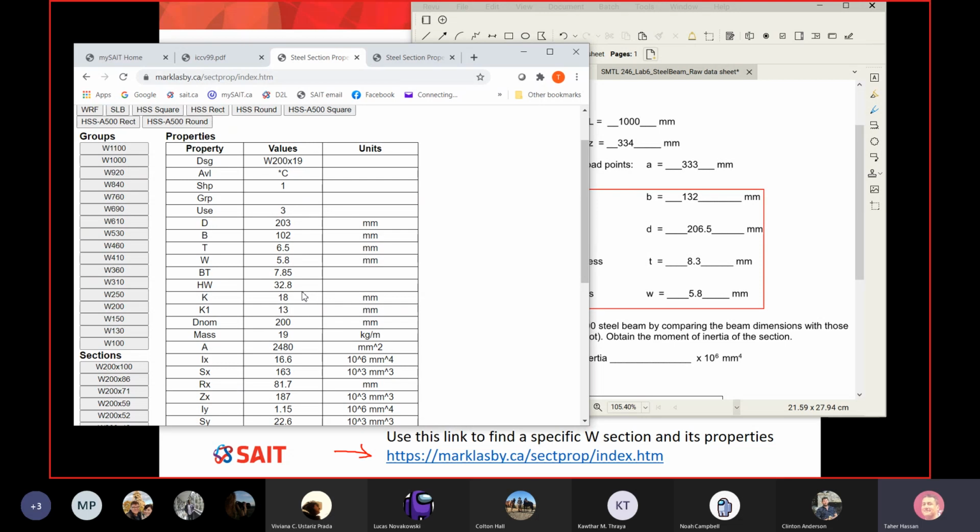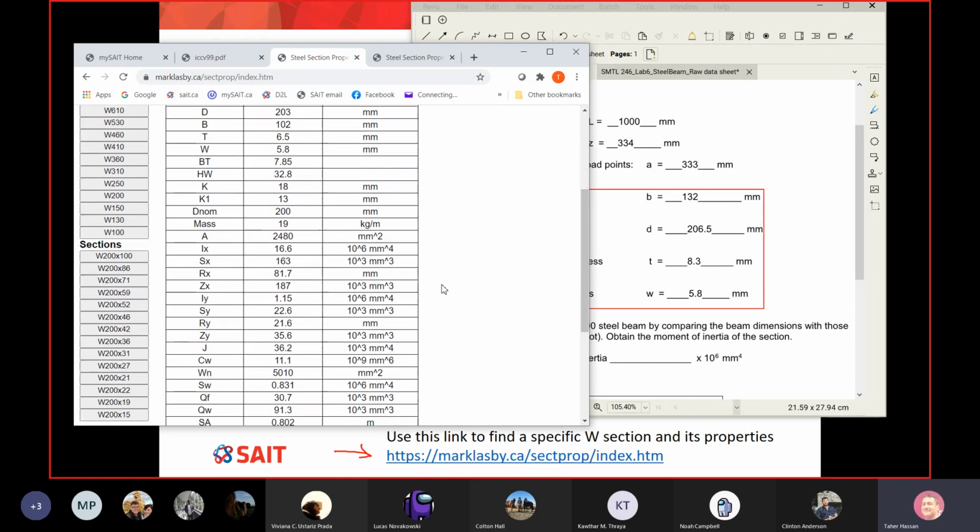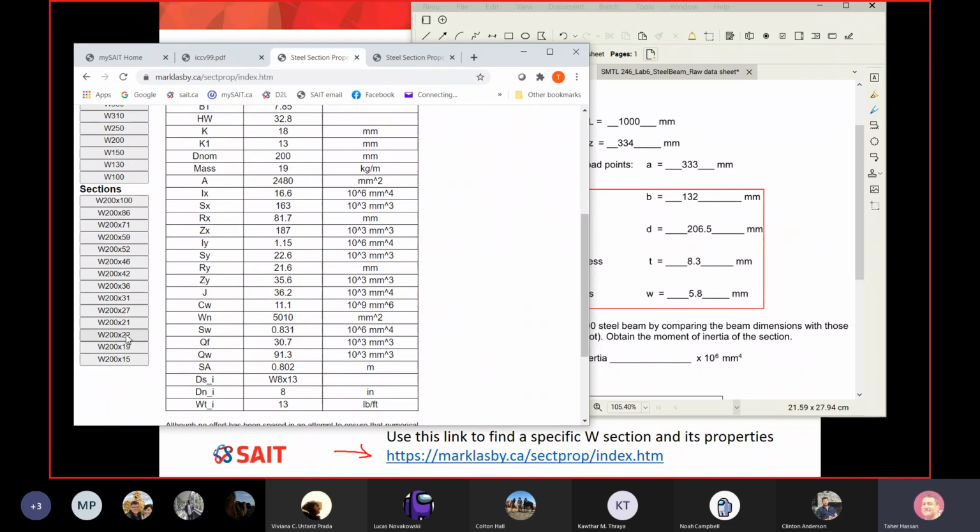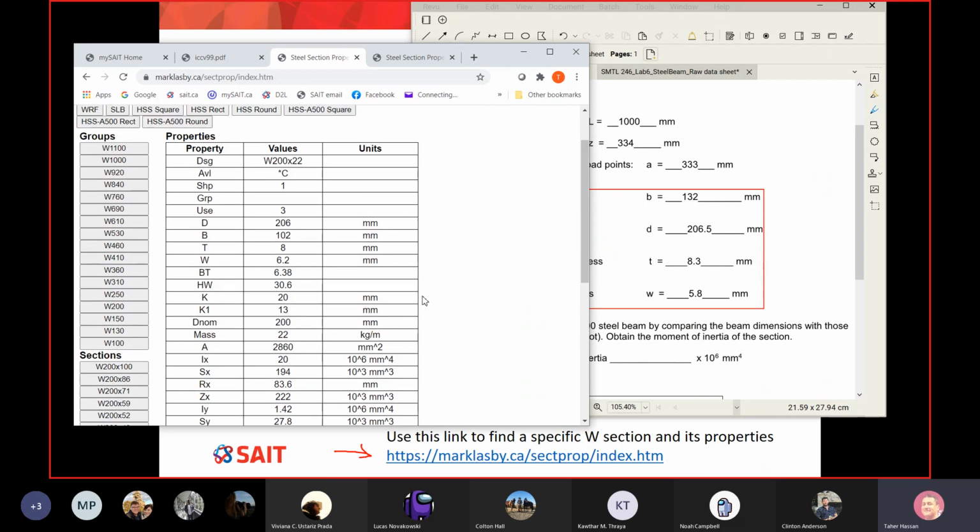Okay. So let me ask you right now: what do you think? The beam in our test, is it W200 by 19 or something else? Something else. Thank you so much. Obviously, look at the width of the flange. The width of the flange here is 102, and the width of the flange here is significantly larger. It's almost 1 inch more. So what does it mean? All you have to do is jump from W19 to W200 by 22, and then just do the comparison one more time. I'm asking you, is that W200 by 22?